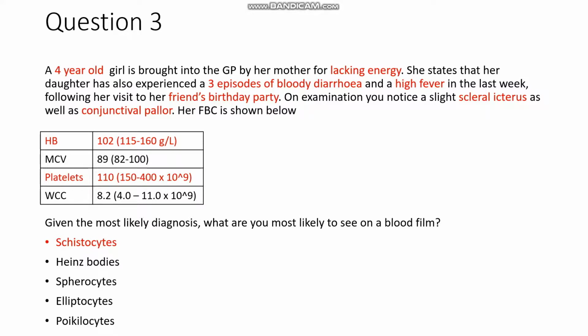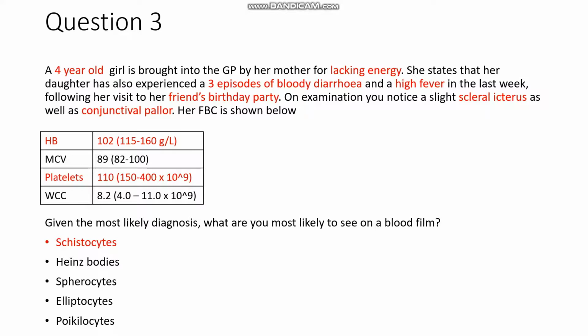She states that her daughter has had 3 episodes of bloody diarrhea. Now, the toxin produced by the E. coli O157:H7 actually causes diarrhea, more likely a bloody diarrhea. High fever because she has had the toxin inside of her system.